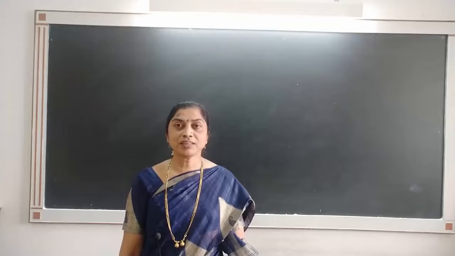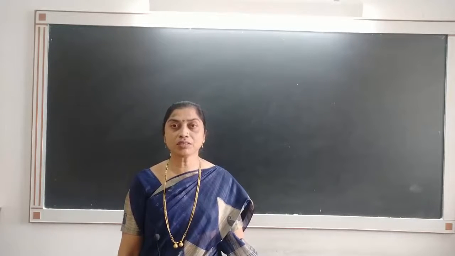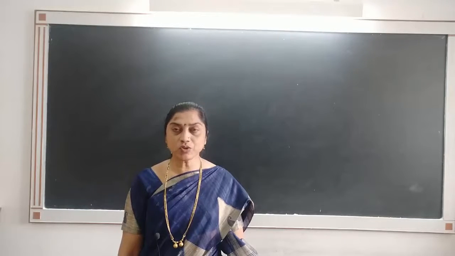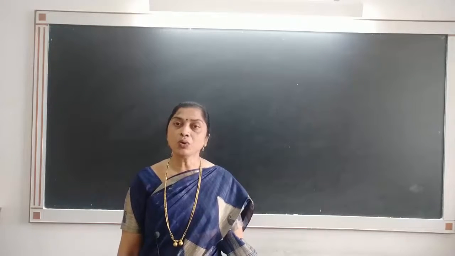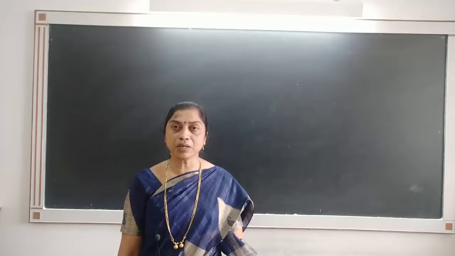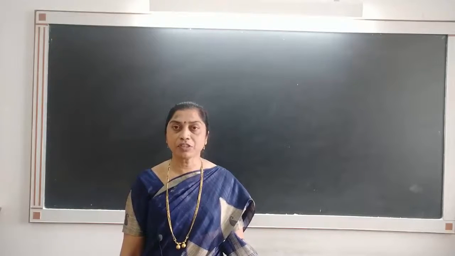Hello friends, in the previous lecture we have seen the three methods, that is northwest corner method, least cost method and VAM, that is Vogel's approximation method, to find the initial basic feasible solution of the transportation problem. Today we are going to see one example by all the three methods and we will compare the results to get the idea.